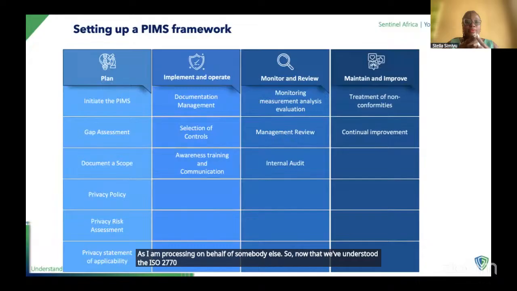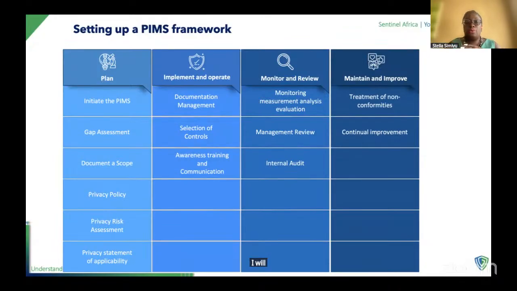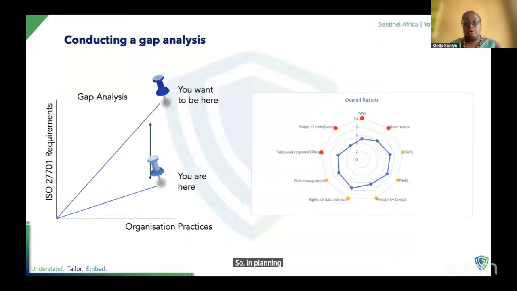So now that we've understood ISO 27701 in general, I will just go to how you can set up a PIMS. I will try and go quite fast now because I can see I'm running out of time. So we use the Plan, Do, Check, Act. You need to plan the PIMS, then implement it, then monitor and review, and then finally improve.